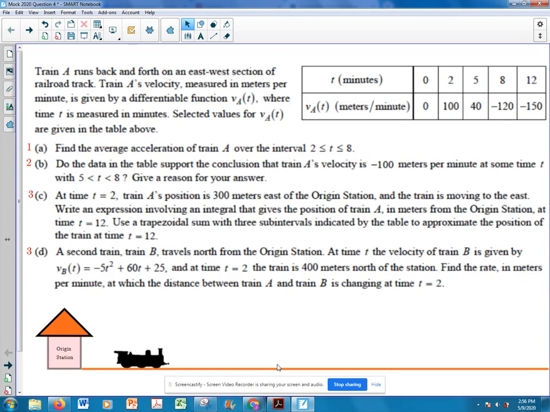Scoring in this one. We got 1 in part A, you got 2 in part B, and then a 3 and a 3 for C and D. Anytime you got a 1, it's just, did you get the answer right?